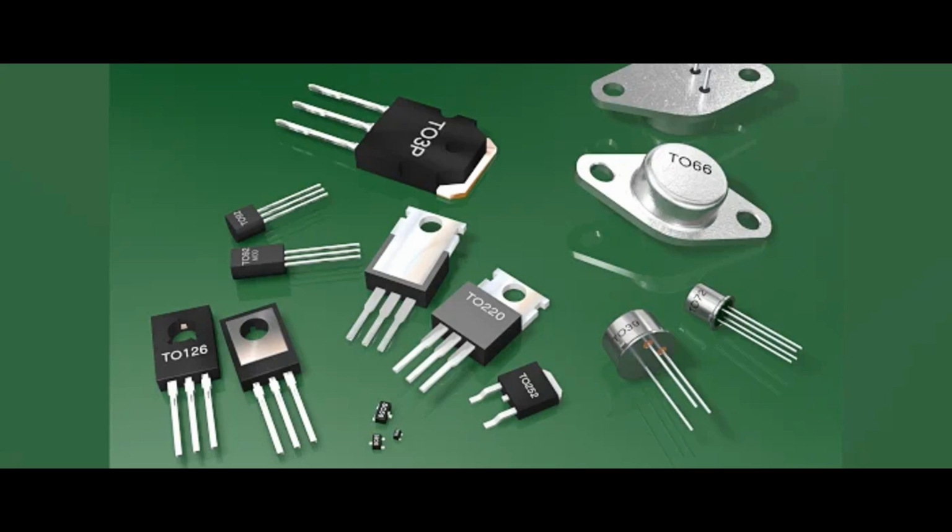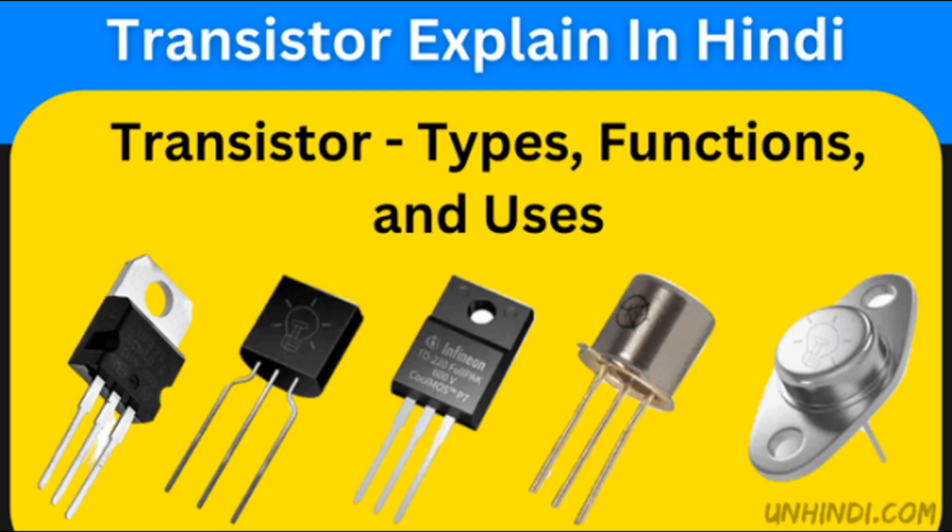Enhancement mode MOSFET. In an enhancement mode MOSFET, no conducting channel exists between the source and drain regions when there is no applied voltage to the gate. Applying a positive voltage to the gate creates an electric field that attracts majority carriers, either electrons or holes, to form a conducting channel. Enhancement mode MOSFETs are commonly used in digital logic circuits and amplifiers.